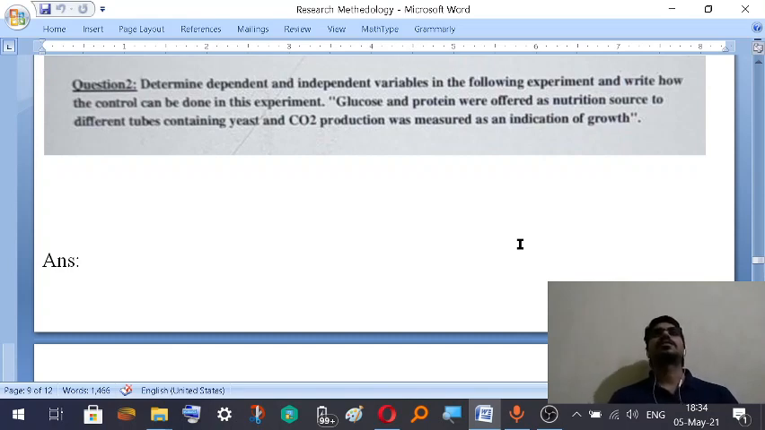So let's start with a question. The question which you can see on the screen, it says determine dependent and independent variable in the following experiment and write how the control can be done in this experiment. Glucose and protein were offered as a nutrition source to the different tubes containing yeast, and carbon dioxide production was measured as an indication of growth.